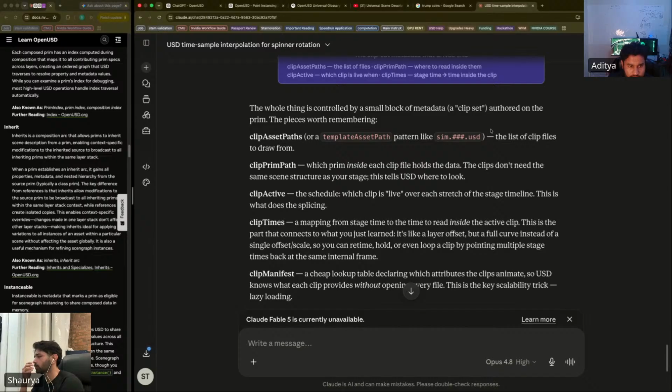The schedule of which clip is live. And then clip time: mapping from stage time to the time to read inside the active clip. This is the part that connects to what you learned, and it's like a layer offset, but a full curve instead of a single offset scale. You can retime, hold, or even loop a clip by pointing multiple stage times at the same internal frame.